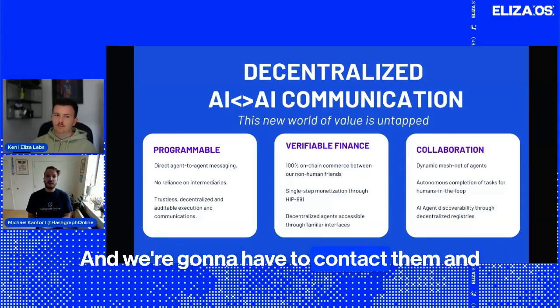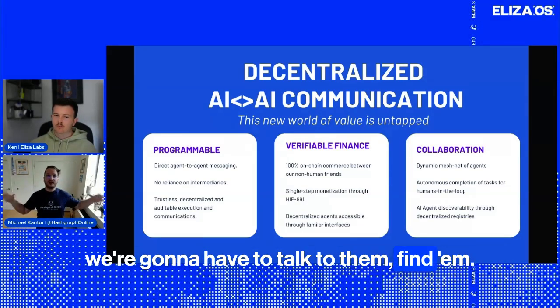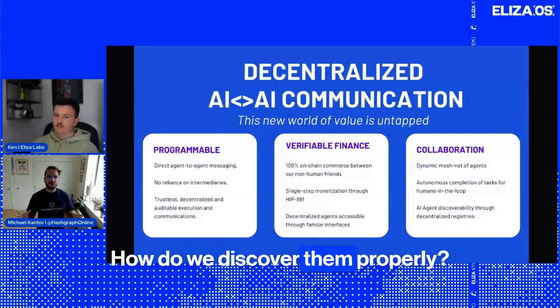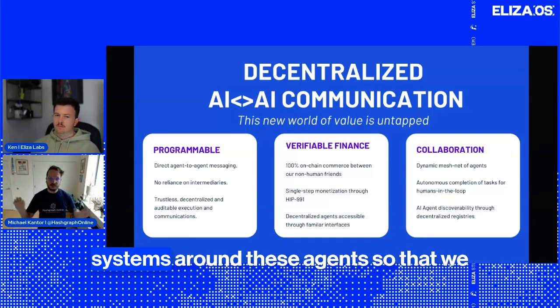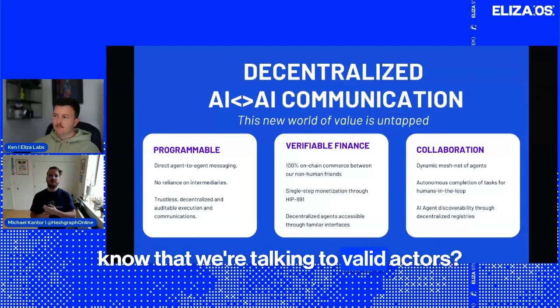And we're going to have to contact them, and we're going to have to talk to them, find them. How do we do that? How do we discover them properly? And how do we do it in a way that's not centralized? How do we have these reputation systems around these agents so that we know that we're talking to valid actors?